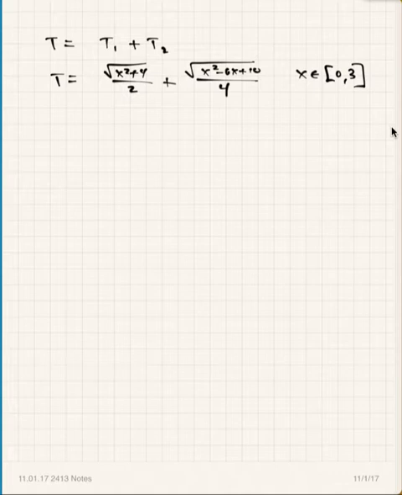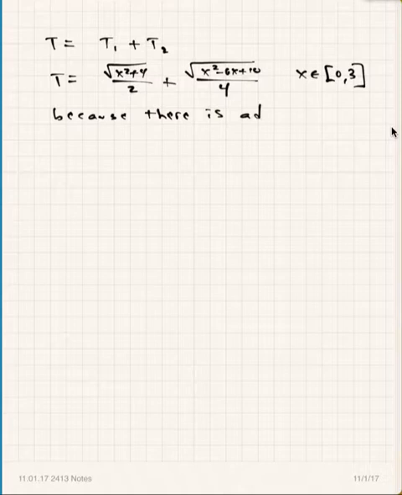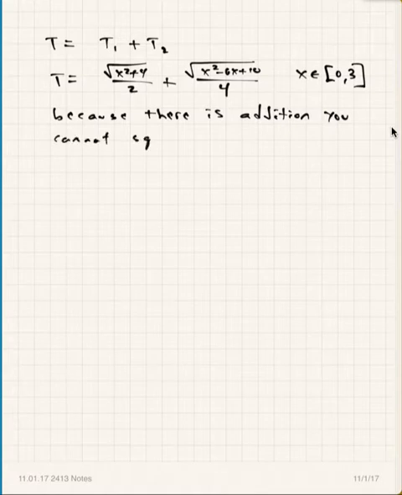All right, now this is a problem where you cannot square both sides because there is addition. Because there is addition, you cannot square both sides of the equation. In other words, you're stuck with this form right here, and this is how you have to calculate the derivative. So, well, okay, that'll be interesting.